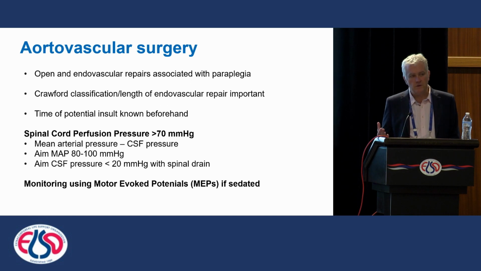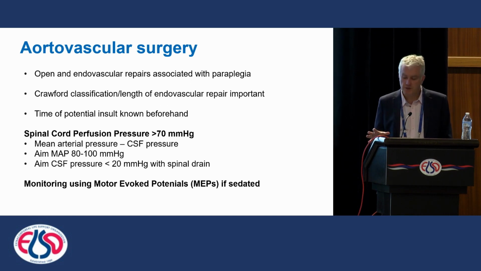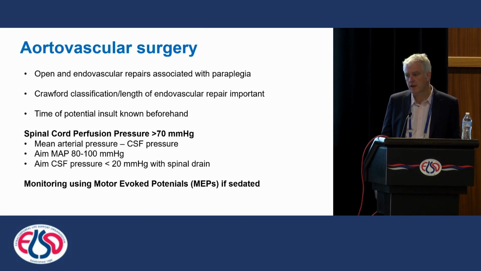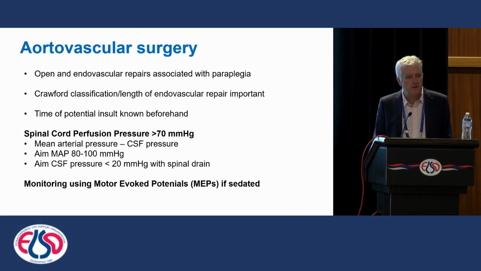The likelihood of paraplegia is very much related to your Crawford classification or the length of the endovascular repair. So extent 2 type procedures, which are virtually the whole length of the aorta, you're much more likely to become paraplegic with. The slight difference here is, though, we know the time of our insult. We know we're doing something to the aorta and the perfusion, and therefore we can be a little bit more proactive about observing it and managing it.